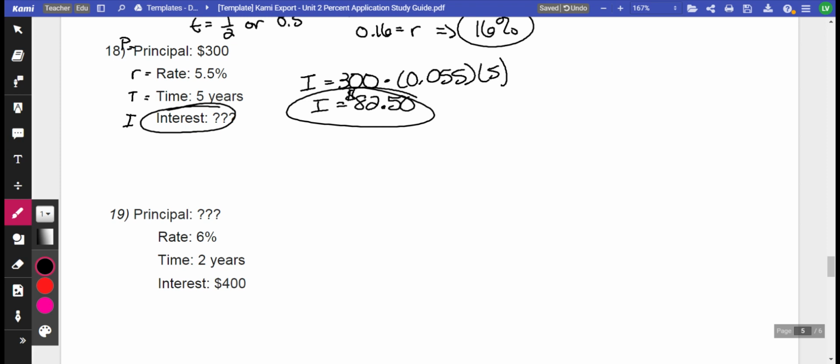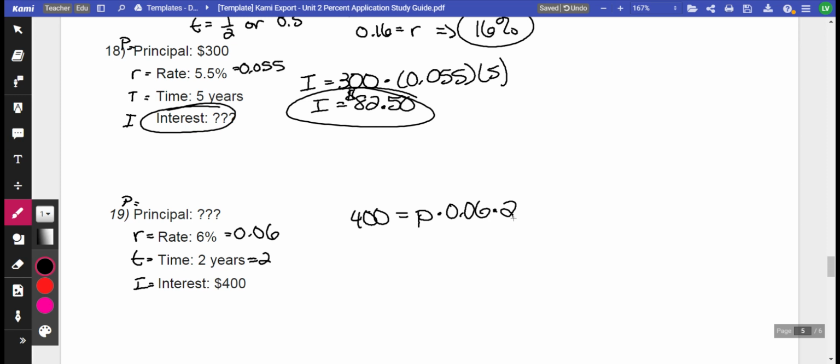All right, number 19 means we're solving for the P. R is 6%, which is 6 hundredths. Oh, actually above I should have put that for my rate. Time is going to be 2. And my interest, which is my I, is $400. So 400 equals P times 6 hundredths times 2. So I'm going to take 6 hundredths and multiply that by 2. So 400 equals P times 12 hundredths. Divide both sides by 12 hundredths to get my P by itself.